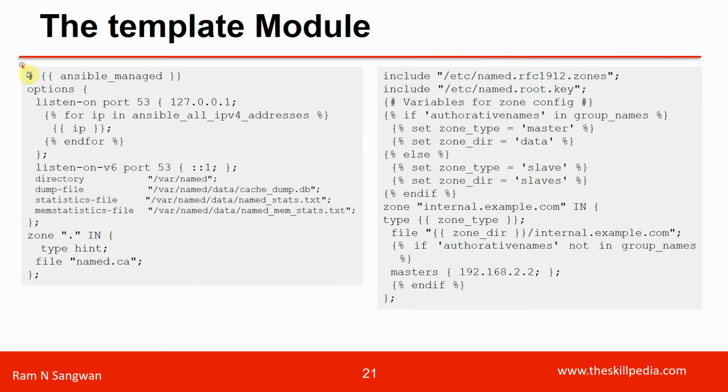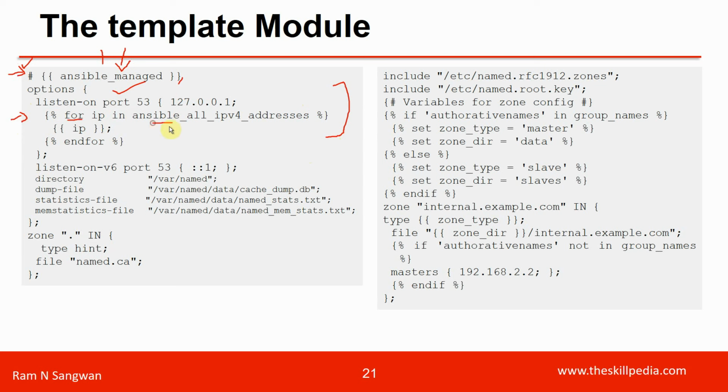Like this is a template we are creating. Ansible managed, this is a variable substitution. Options, so this is a comment line. So the comment will be substituted by this line. Options, listen on port number, IP. Now this IP will be what? It's coming from this very good example. I love this example.